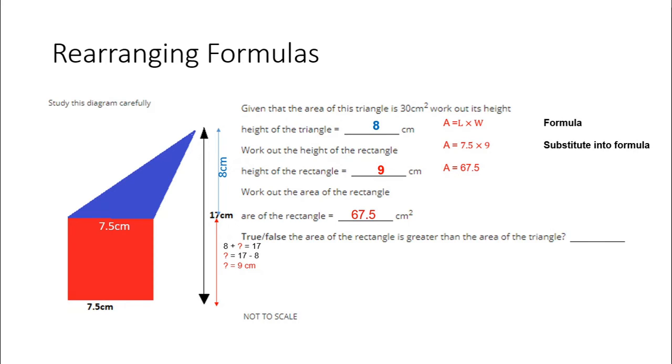Now, true or false, I hope you've done every other part of the question, because this should now be easy. The area of the rectangle is greater than the area of the triangle. Well, the area of the rectangle is 67.5 centimeters squared, while the area of the triangle we were given at the beginning was 30 centimeters squared. Yes, that's definitely bigger.